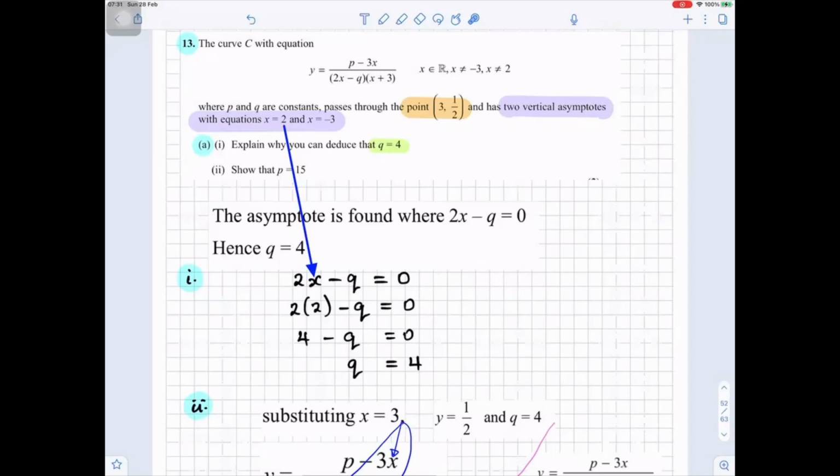Now, if we have 2x minus q equals 0, and we are told that x is equal to 2, so 2 times 2 minus q equals 0. 2 times 2 is 4. 4 minus q equals 0. Take q to the right-hand side, it becomes positive, so q equals 4.